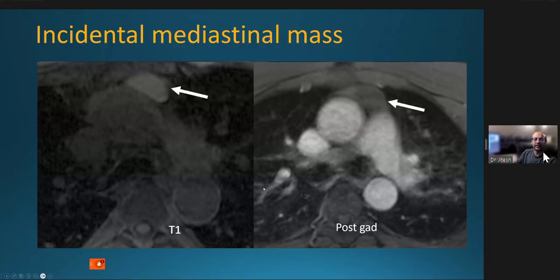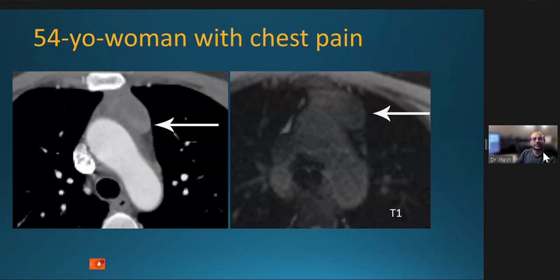So this is a T1 hyperintense, T2 hyperintense, and non-enhancing lesion on post-gad. So this is a thymic cyst. So we were able to resolve this as a thymic cyst over thymoma. So this is another patient.